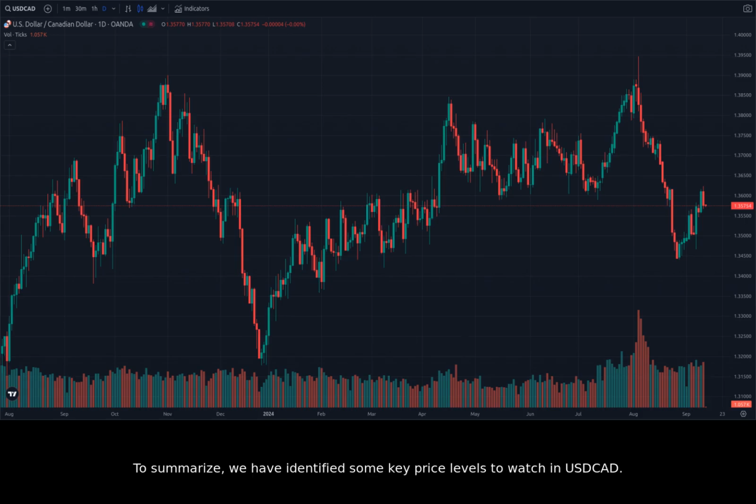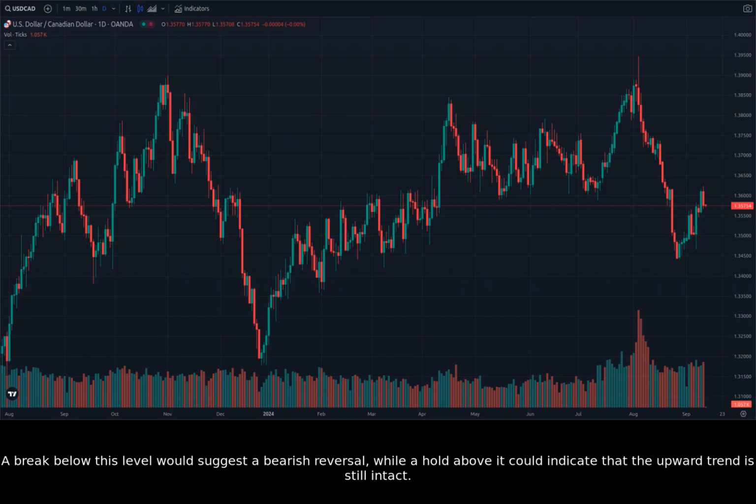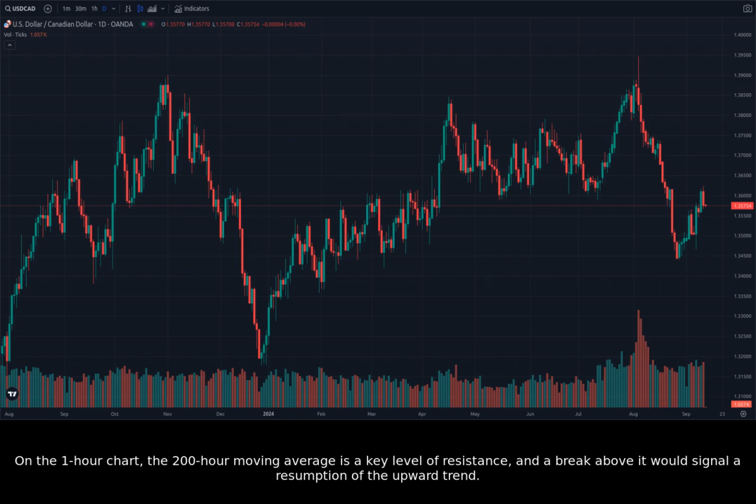To summarize, we have identified some key price levels to watch in USDCAD. On the daily chart, the 1.3575 support level is a key level to watch. A break below this level would suggest a bearish reversal, while a hold above it could indicate that the upward trend is still intact. On the 1-hour chart, the 200-hour moving average is a key level of resistance, and a break above it would signal a resumption of the upward trend.